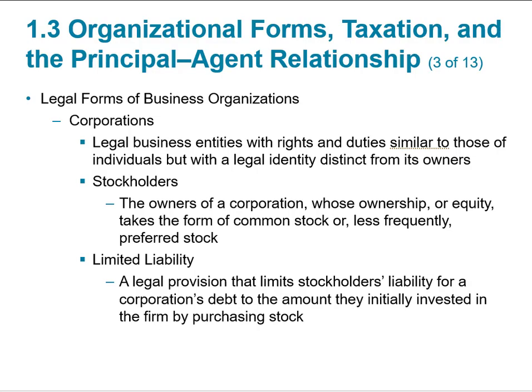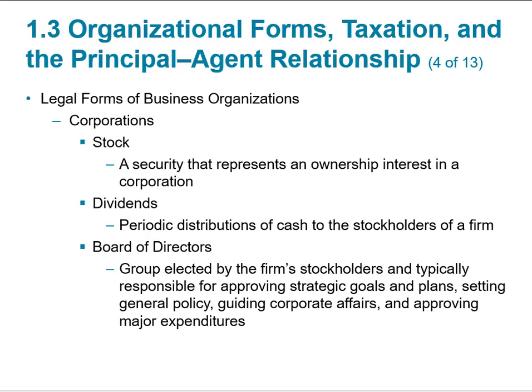So if you paid $50 for a stock and that company went out of business, went to zero, right? The stock price is now worth zero. If the company still owed money, the company can't come to you and ask you for more money to cover the debts of the company. So the most you can lose is the amount that you invest. We've talked about this again. Stock obviously represents the ownership. Dividends are the periodic distributions.